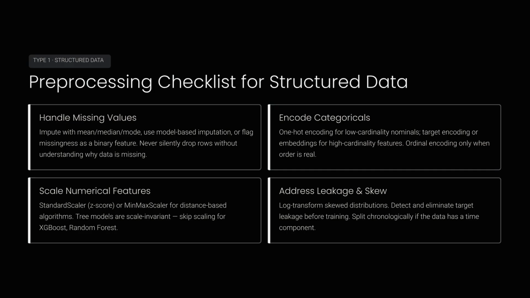A structured data preprocessing checklist includes handling missing values, encoding categorical features appropriately, scaling numerical features for distance-based algorithms, and addressing data leakage and skew before training.